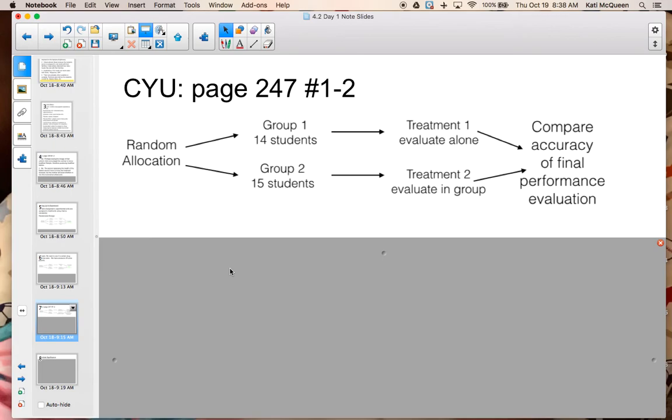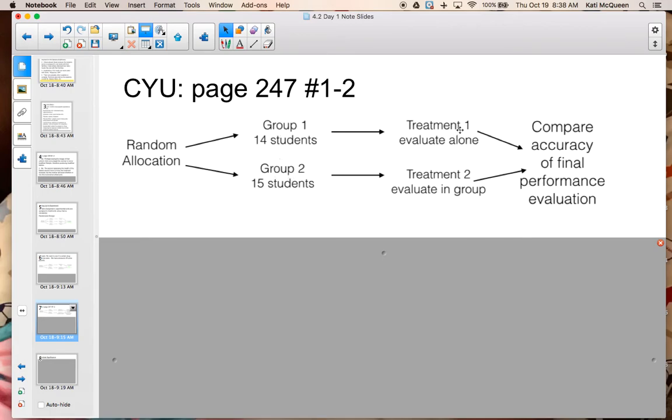Okay, so number 1, they told us there were 29 subjects and they split them 15 and 14. And they even told us that the 14 students were going to evaluate their performance alone and that 15 students were going to evaluate their performance in a group. So I already know my groups have 14 and 15 students.